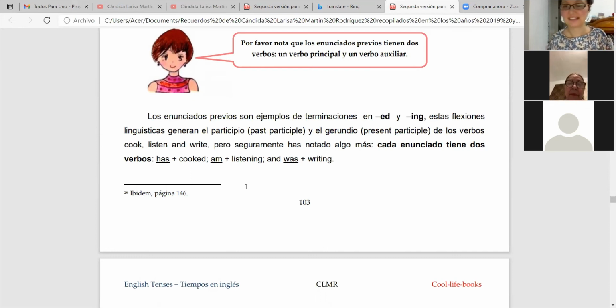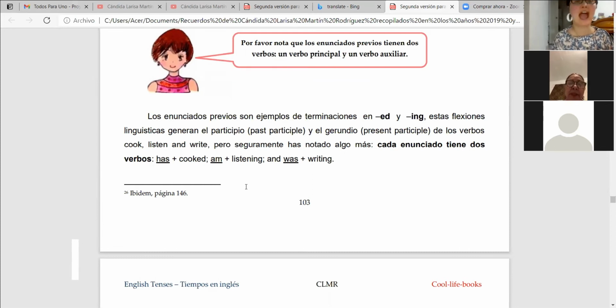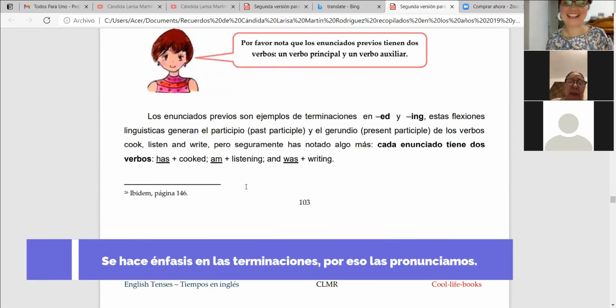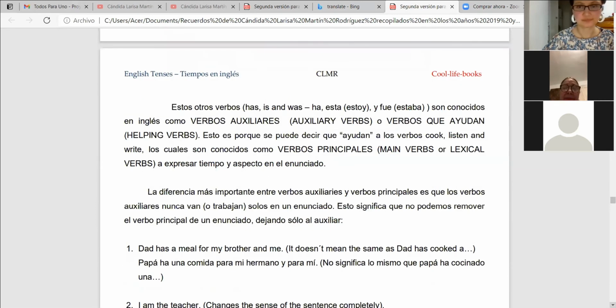Every single sentence has 2 verbs. Has plus cooked, or is cooking. Was plus listening, and was listen. Plus writing, okay? And was. Has, must, cook.